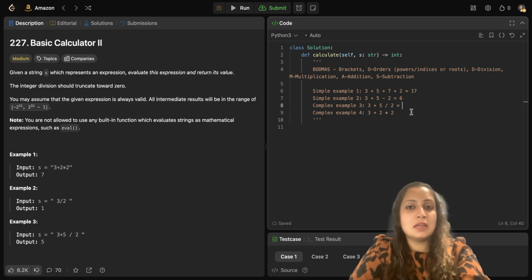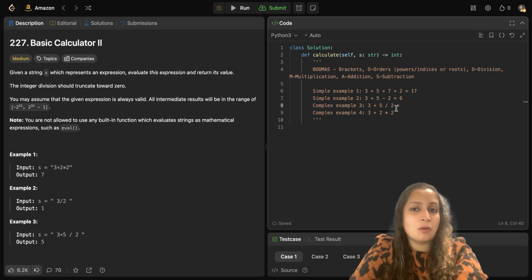So it would basically be 3 plus 5, 8. But then you realize that the next operation given to you is division, which is higher priority than addition. So you subtract 3. So you have stored 3 somewhere from previously. 8 minus 3, again 5. Then you divide by 2. You get 2. And then you add your value which you subtracted earlier and you get the answer as 5.